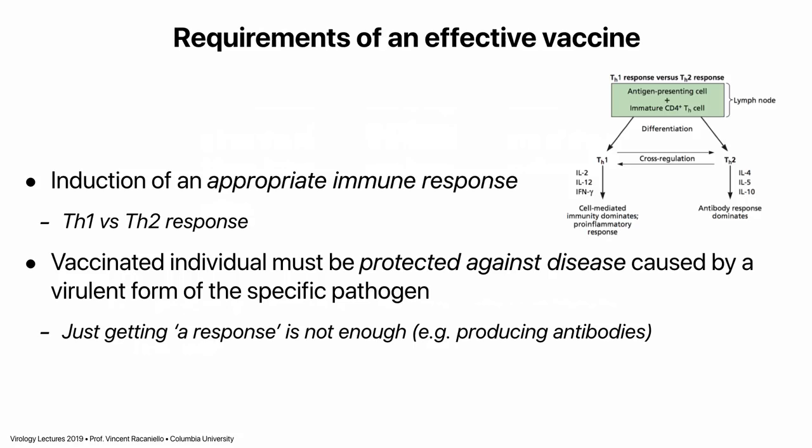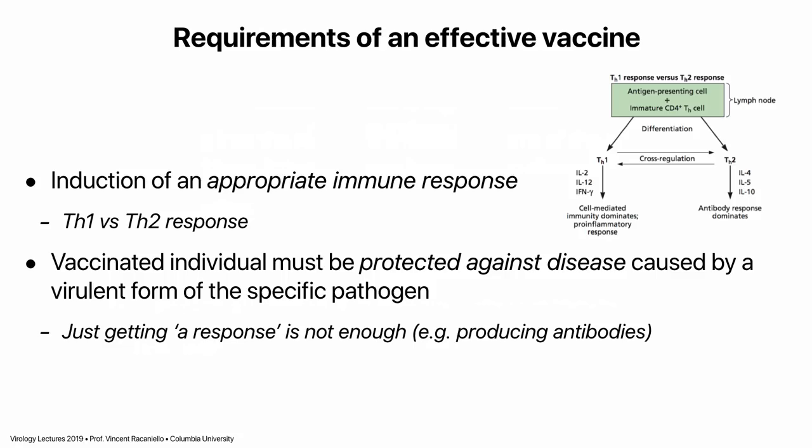The vaccine has to do it. So you have to figure that out first. And guess what? For HIV, we don't know what it is yet. We do not know what we call the correlates of protection. Do you need antibody or cellular immunity or both? And that's why every HIV vaccine trial fails.